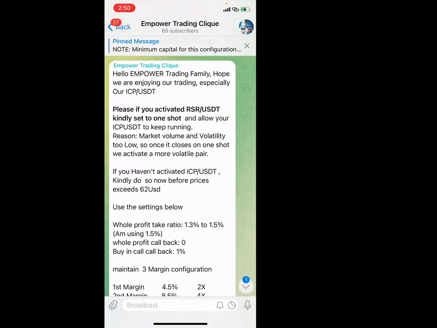Now, this is one of my last information messages I sent out. I said if you activated SRS USDT, kindly set it to one shot and allow your ICP USDT to keep running. Let me even ask, how many of us actually did this? If you got this signal and then you did it, let me see you wave your hand.